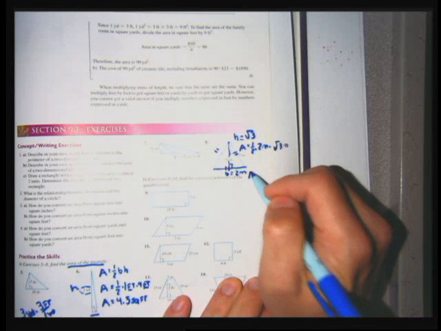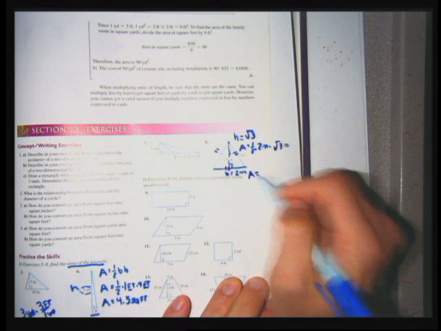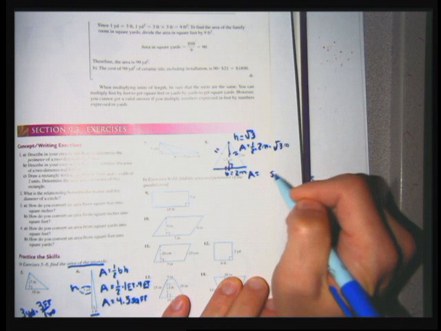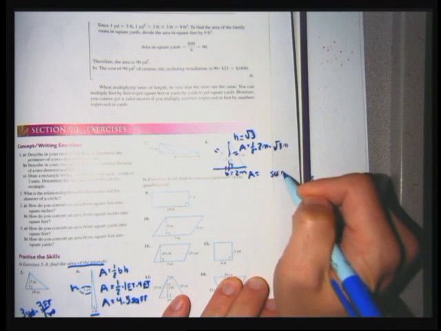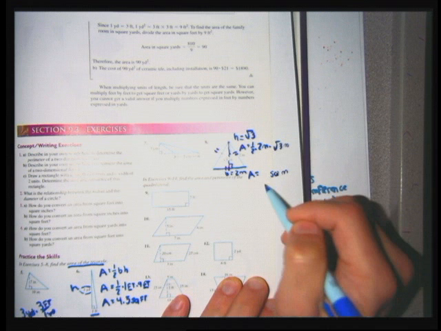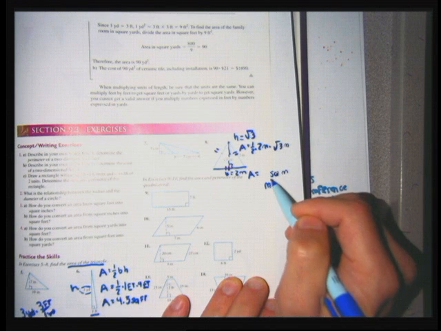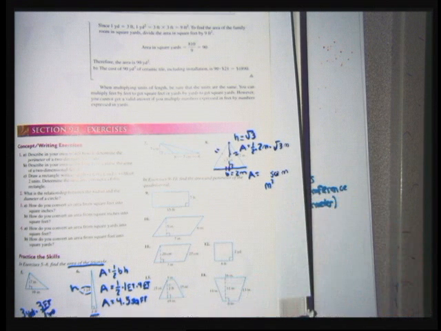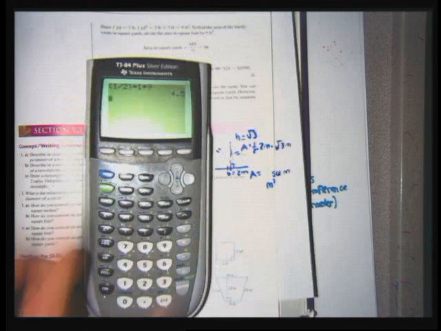So when I go to write my answer, I'm going to write area equals, and then I'm going to write SQ for square, and then M for meters. If you wanted to, you could have written the M with an exponent of 2 to mean square meters as well. And then I'm going to get my calculator out here to get the number.